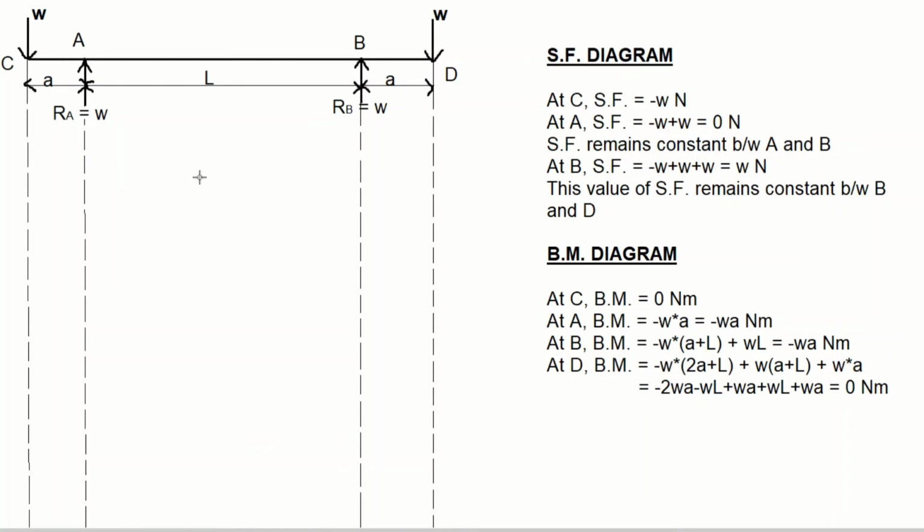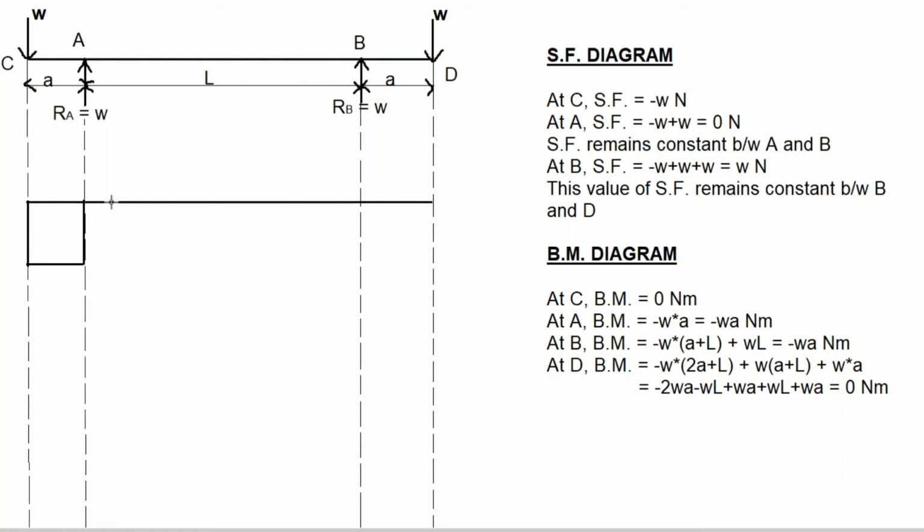First, let's draw the shear force diagram. For that, we have to draw the baseline. Now, at C, we have shear force equal to minus W Newton. Since it is negative, we'll mark it below the baseline like this. This value remains constant between the points C and E, so we'll mark it using a straight line like this. At A, shear force becomes equal to 0. So, from here, it becomes equal to 0.